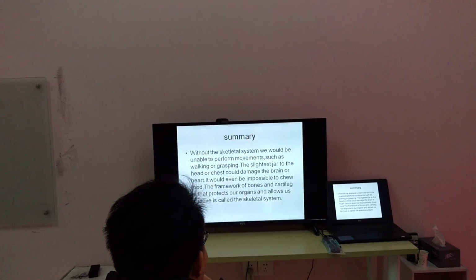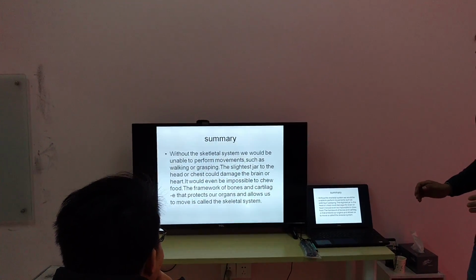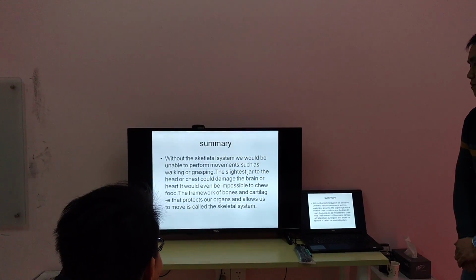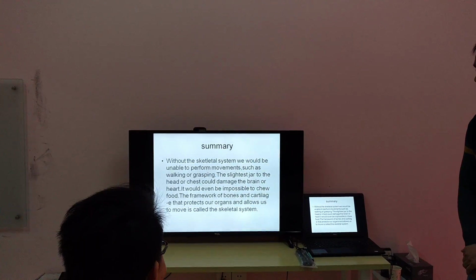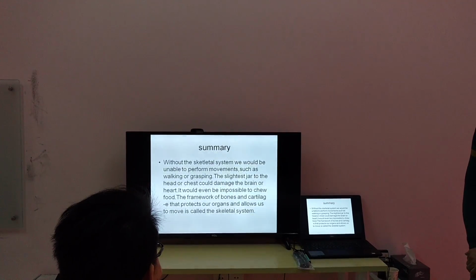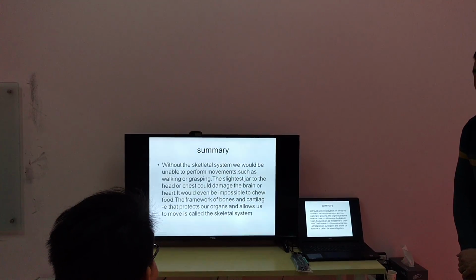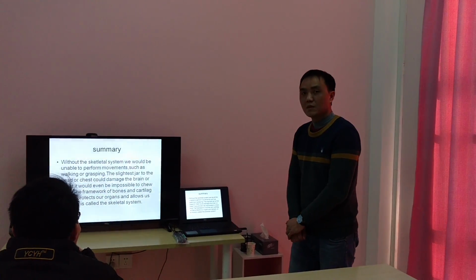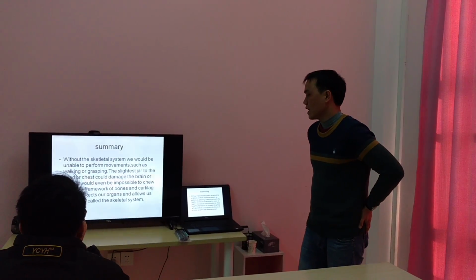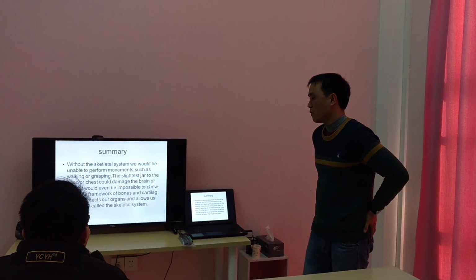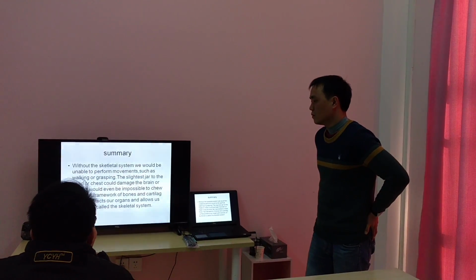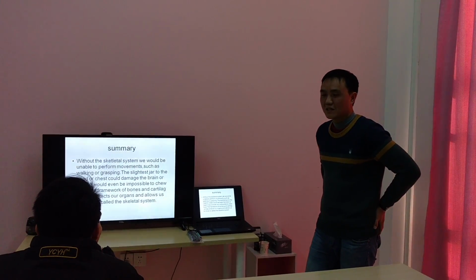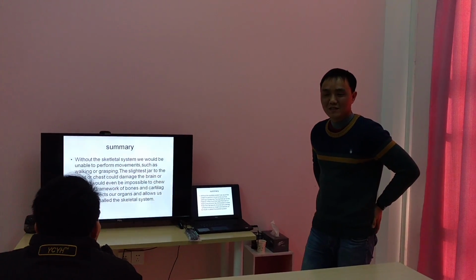Without the skeletal system, we would be unable to perform movements such as walking or grasping. The slightest blow to the head or chest could damage the brain or heart. It would even be impossible to chew food. The framework of bones and cartilage that protects our organs and allows us to move is called the skeletal system. This is a definition.